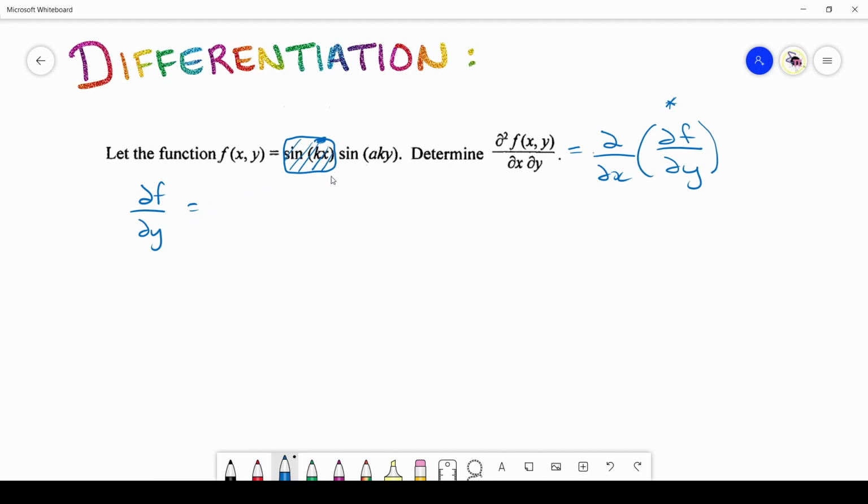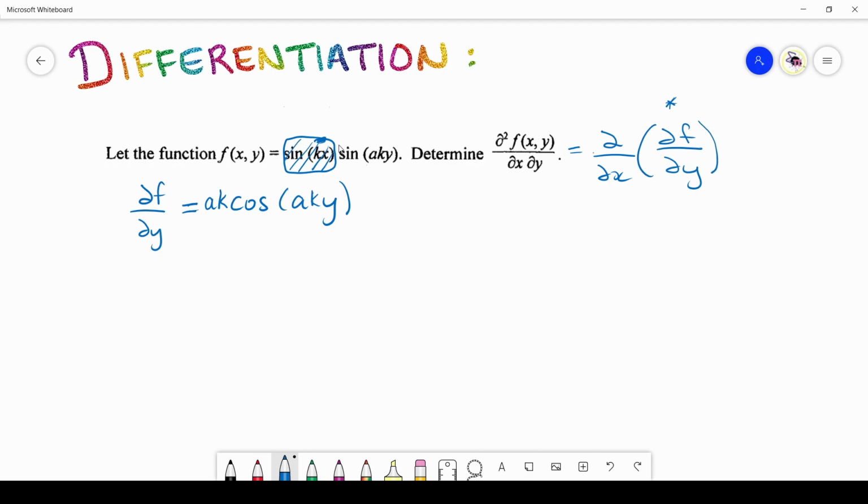So if you want to differentiate this function in terms of y, the derivative of sine is simply cos. So you write cos of aky. And remember, when you're differentiating trigonometric functions, always remember to multiply by the derivative of whatever is in brackets. So if you differentiate, a is a constant and k is a constant. So therefore, that a and k would be brought out at the front there. And that's it.